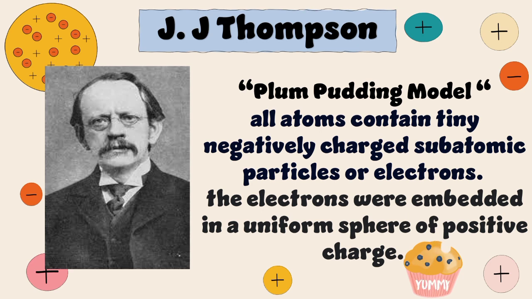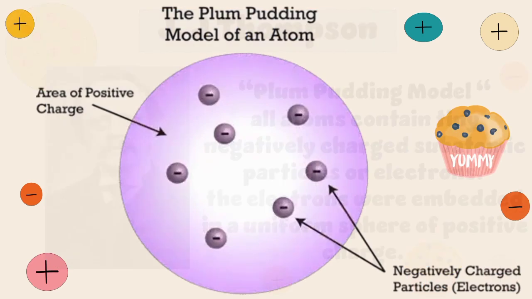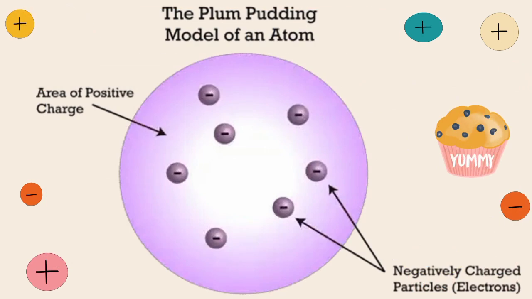A plum pudding is a solid pudding or bread which has plums, today we call them raisins, dispersed throughout. The whole pudding is analogous to an atom, and the plums are the parts inside the atom.